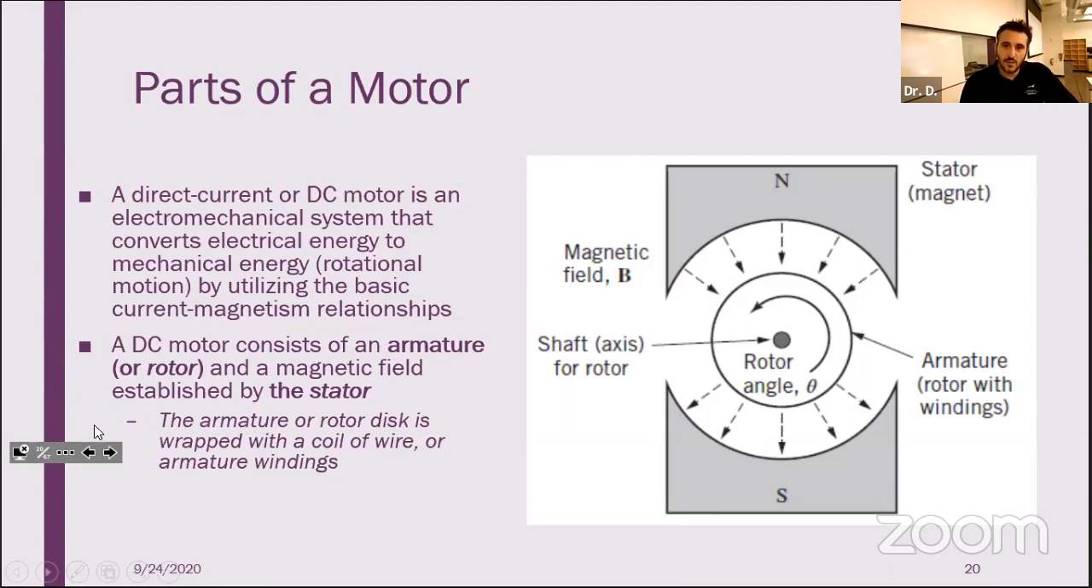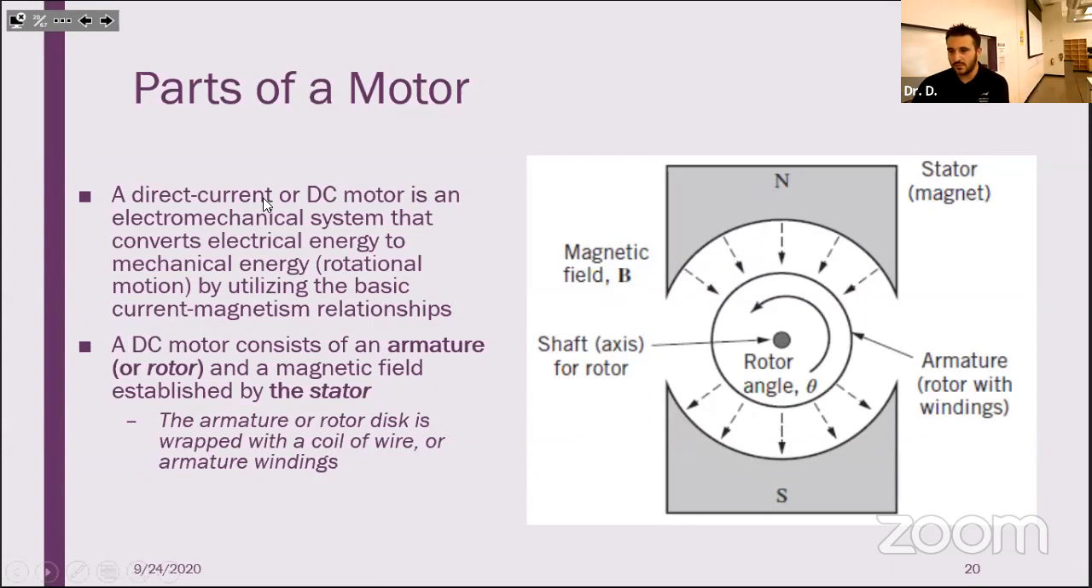Sweet, right? So what are the parts of a motor? We just saw Mr. Wizard talk about it. What do we got? For a DC motor, it's important to note we're talking about DC motors now. We're not gonna cover AC motors in this class. We're gonna strictly talk DC motors, right? So a DC motor has what?